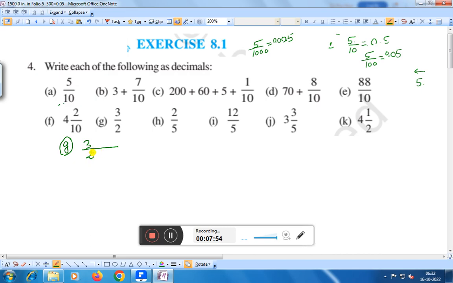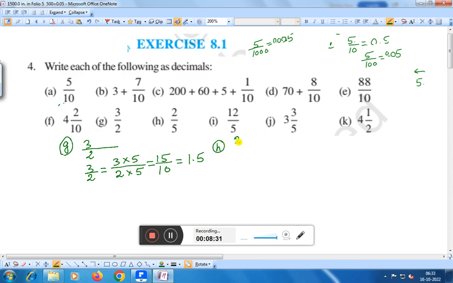There is no 10 in the denominator, right? You have to make 10. So you write it in this way: 3 by 2 can be written with 2 multiplied by 5 to get 10. Therefore, the numerator will also be multiplied by 5, right? That is 3 times 5 is 15 and 2 times 5 is 10. 15 by 10, that means the point will be shifted one place to the left side, that is 1.5, right? G.